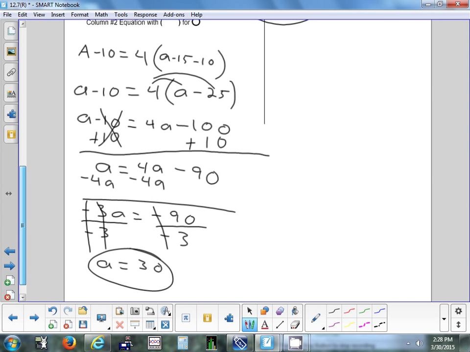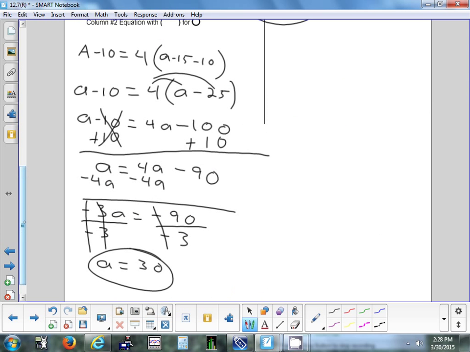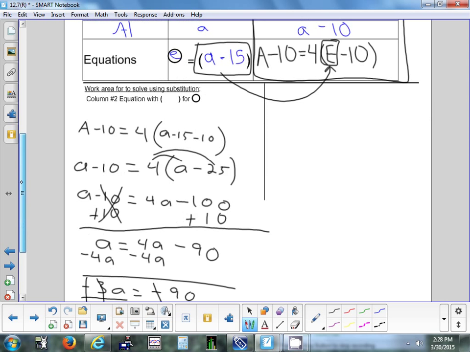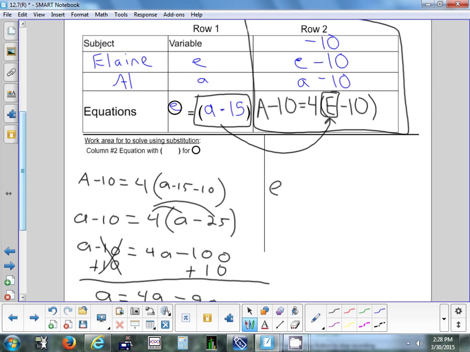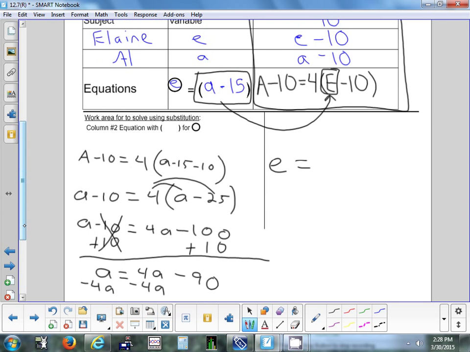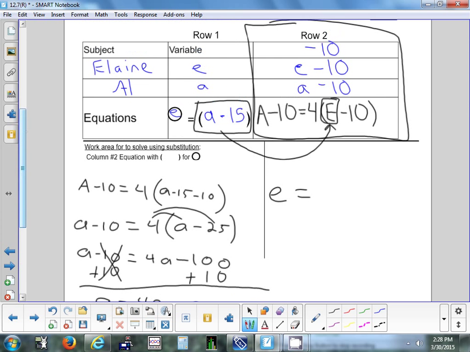Okay, what do we do now that we have Al's age? We got to figure out Elaine's age. Who can tell me, how do I get Elaine's age? Shelby? You take the first equation and you change the A to 30. Right. We have an equation for Elaine's age. The only problem is we didn't know Al's age at the beginning. Now we do. Okay, Al is 30. So you said plug in 30 for what letter? Good. Plug in 30 for A. So how old is Elaine? 15.